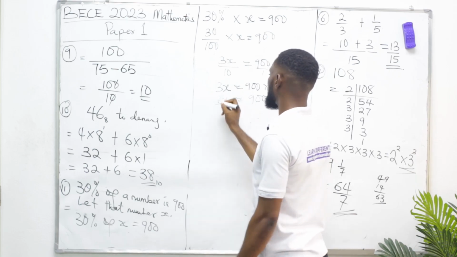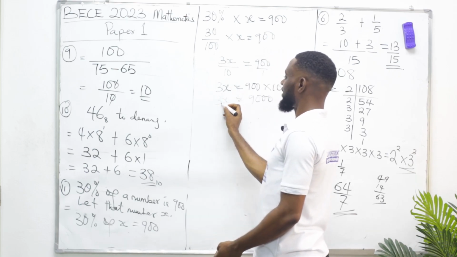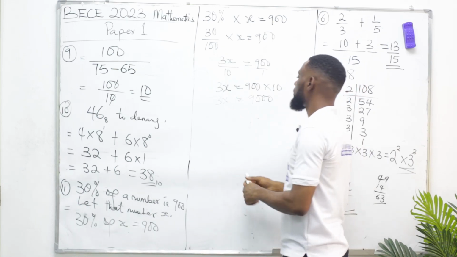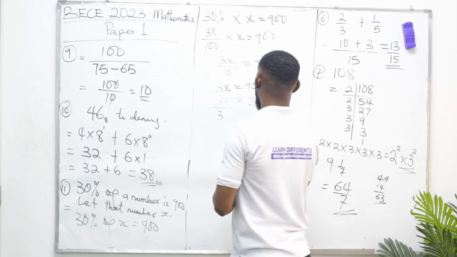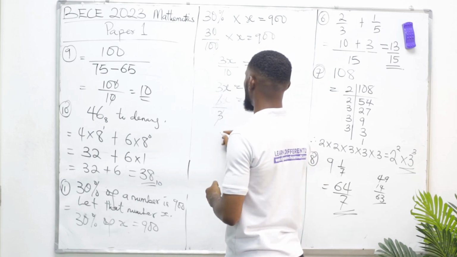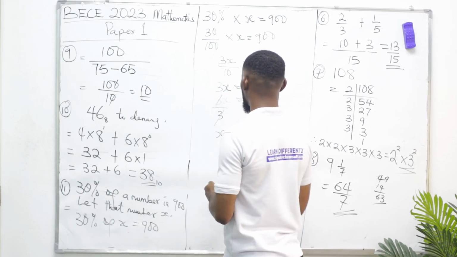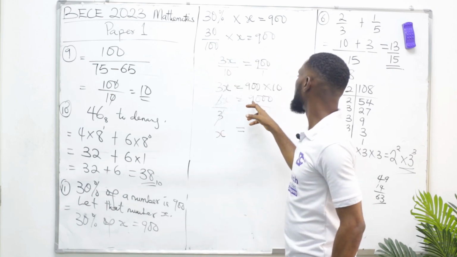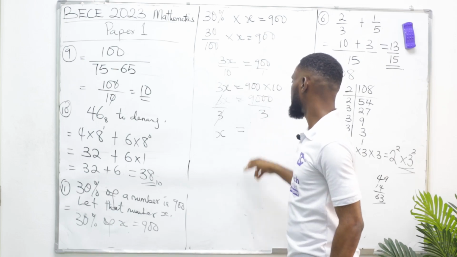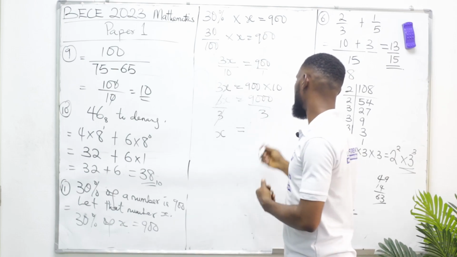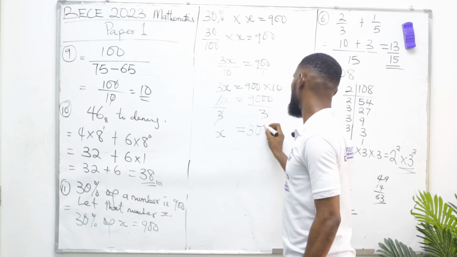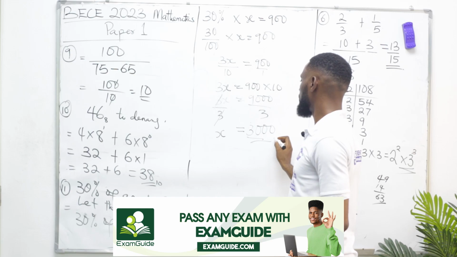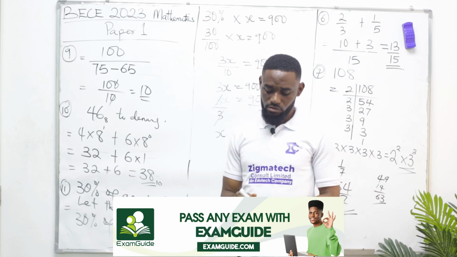Is that okay now? So divide both sides by 3, that is the coefficient of x, so that we can get the value of x. All right? So this will be divided by 3, divide by 3, so this removes this. So x will now be equal to 9,000 divided by 3, which will give us 3,000. So the number is 3,000.